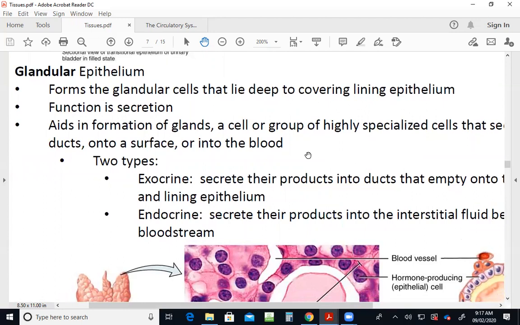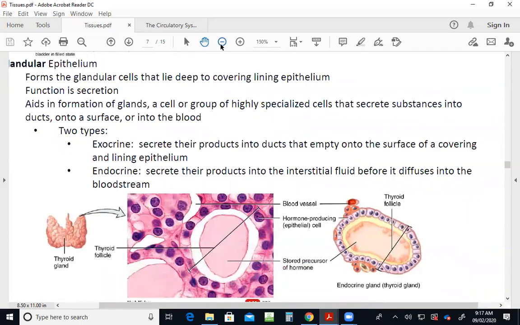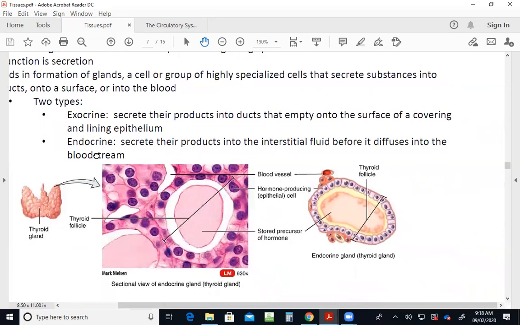Okay, our last form of epithelial tissue is called glandular epithelium, which forms glandular cells lying deep to covering and lining epithelium. It functions to secrete, which is what glands do. Okay, let's define what a gland is. A cell or group of highly specialized cells that secrete substances. They're going to secrete them into a duct, which is like a tube, onto a surface, whether that's the surface of the skin, or in some cases just directly into the blood. Okay. So we classify glands into two categories, exocrine and endocrine.